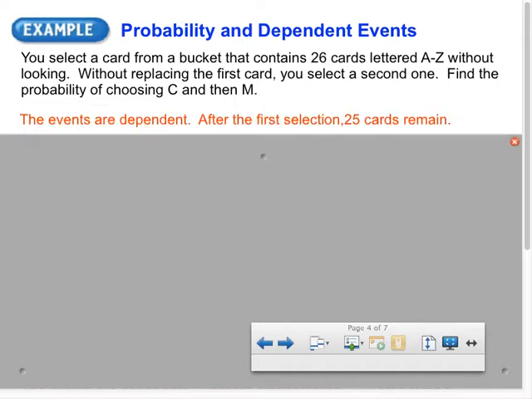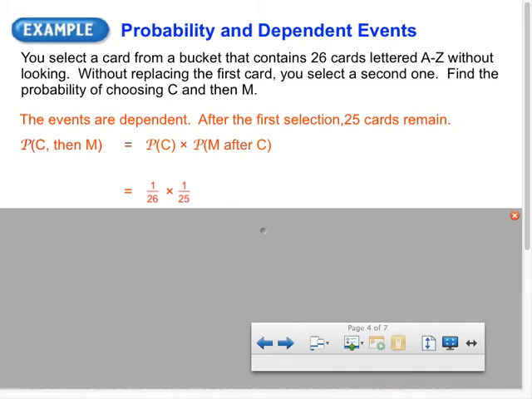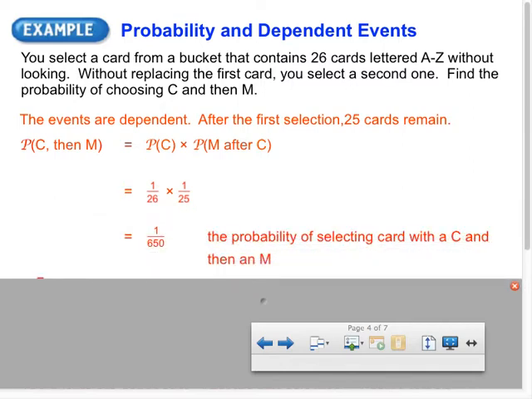Now, like you guys said earlier, in order to find the probability of the compound event, pick a C and then an M, you got to multiply the dependent event probabilities, 1/26 times 1/25. And then I'll just reveal that answer to you. That there it is. Okay, are we good?